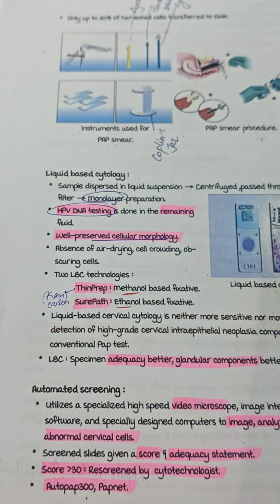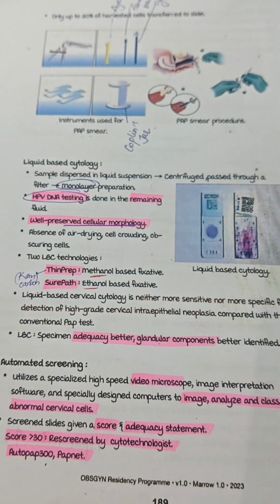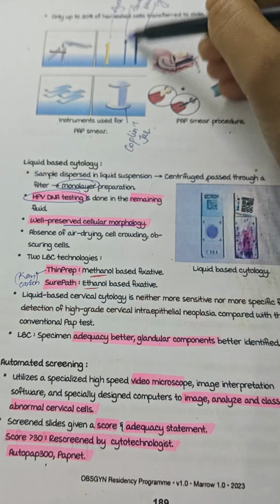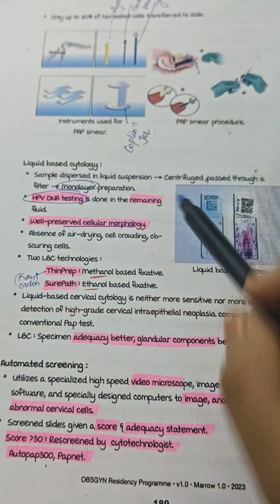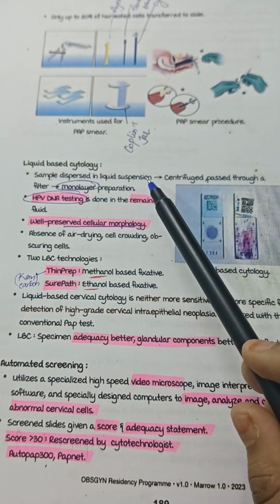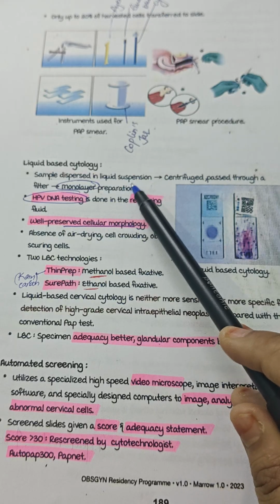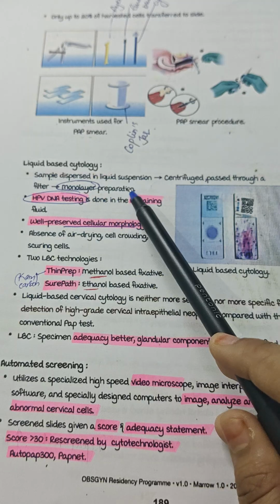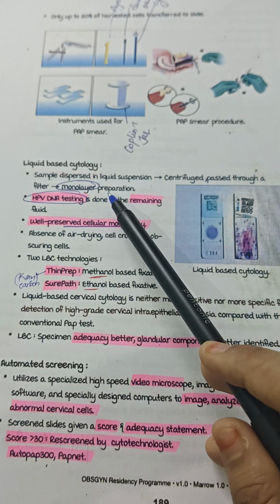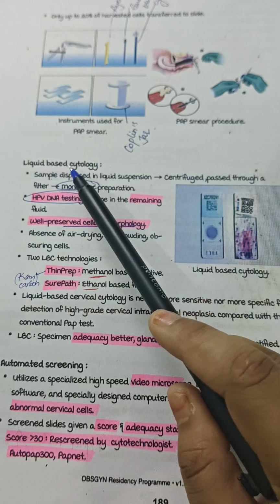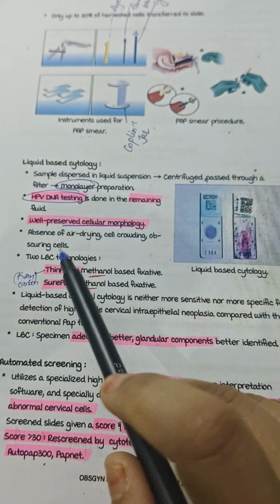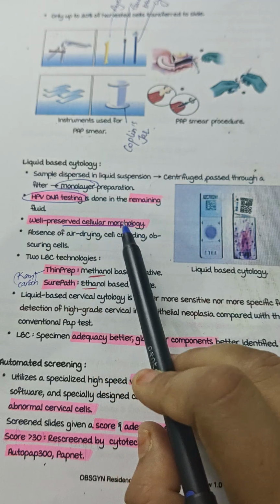So what is liquid based cytology? The sample is dispersed in a liquid suspension. We collect the sample in this way, using only the cytobroom, and the sample is dispersed into the liquid suspension in the liquid based cytology instrument. After centrifugation, it is passed through a filter which prepares a monolayer preparation. The cells dispersed in the liquid based cytology jar can be sent for HPV DNA testing, and it preserves the cellular morphology.